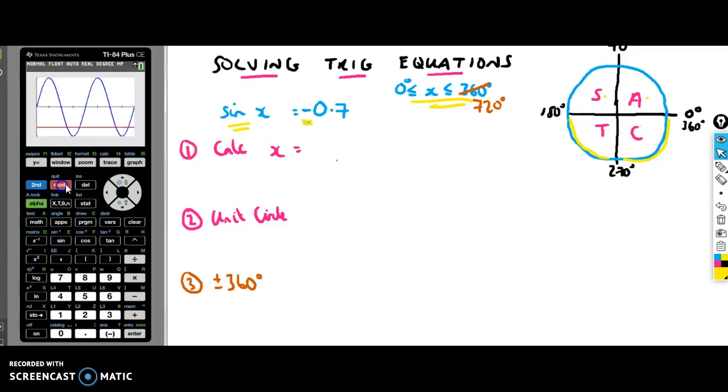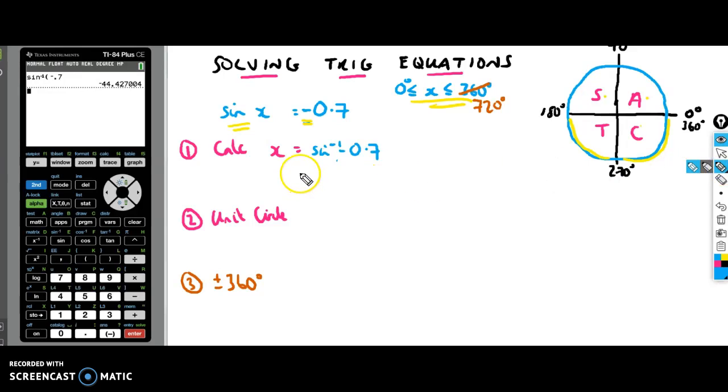What do we do first? Well, we use our calculator. We know that the inverse of sin is sin to the minus 1. So we do sin to the minus 1 of negative 0.7. So let's do that. Inverse sin. We're still in degrees, because that's what the question's about. Negative 0.7. And that will give us our first answer.